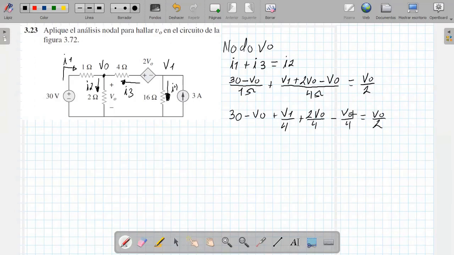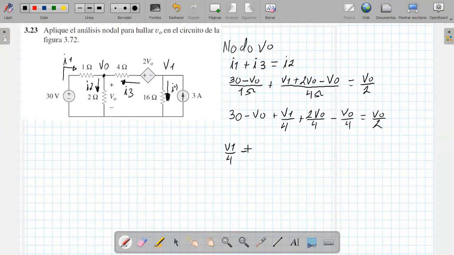Well, hey, I already have these equations. Now I'm going to leave everything that has variables on one side and everything that has numbers on the other side. So I'm going to put it here. V1 out of 4. Well, let's do the following. Everything that has V1, this would be V1 over 4, the only V1 that we see here, and we are going to add everything that has V0, that would be minus V0, plus 2/4 or a half of V0, minus 1/4 of V0.